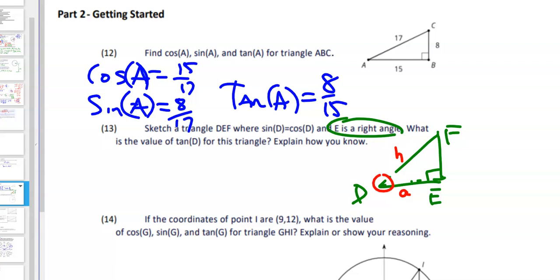Now, if I have the same answer for both sine and cosine, the only way that happens is if the opposite side is the same length as the adjacent side. So the fractions would be the same fraction for both sine and cosine. Therefore, tangent of angle D would be opposite over adjacent, which is A over A. And so as long as A isn't 0, the answer to this problem is 1.